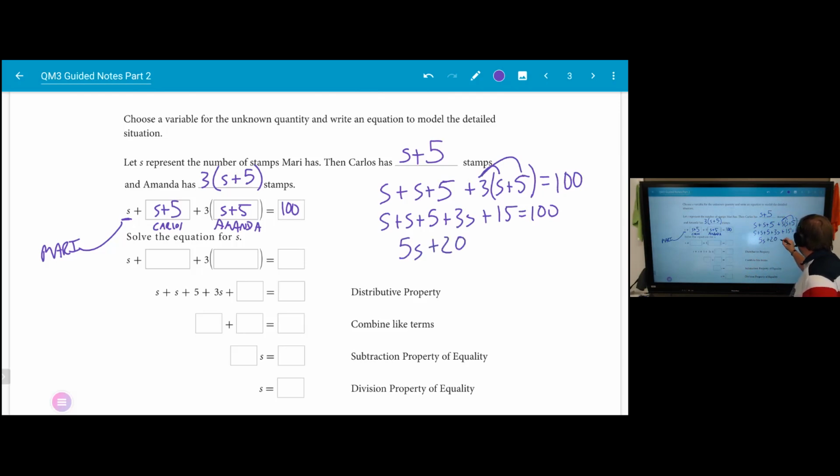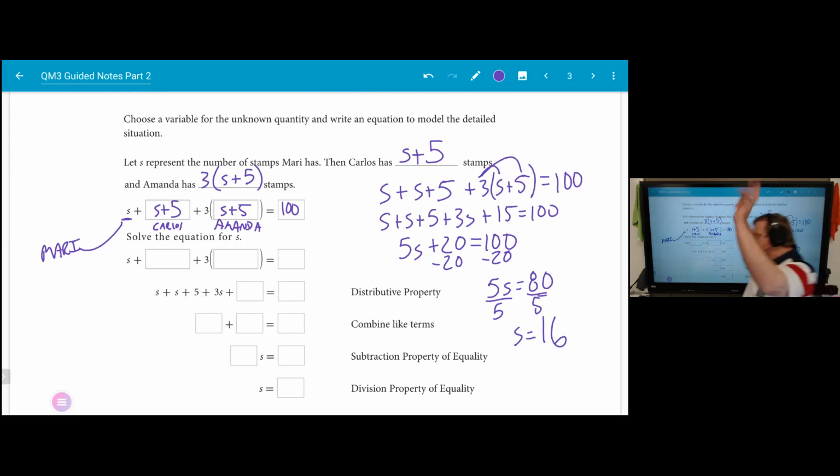So 5S plus 20 equals 100. Hey, it's another two-step equation. It's like I planned this to happen. We know how to solve by subtracting 20 from both sides. So I get 5S equals 80. Divide both sides by 5. And S equals, let's see, 16.